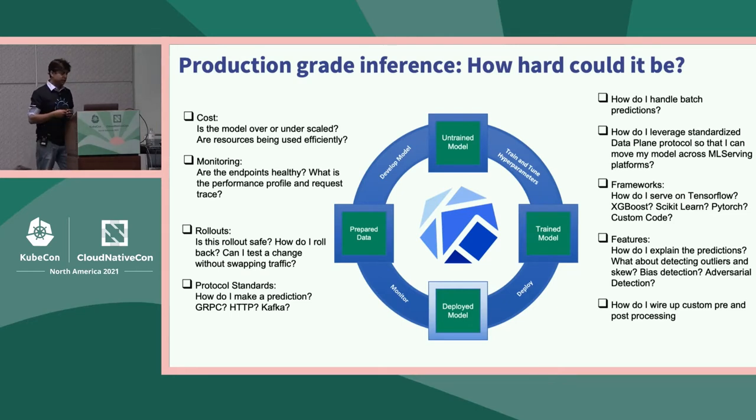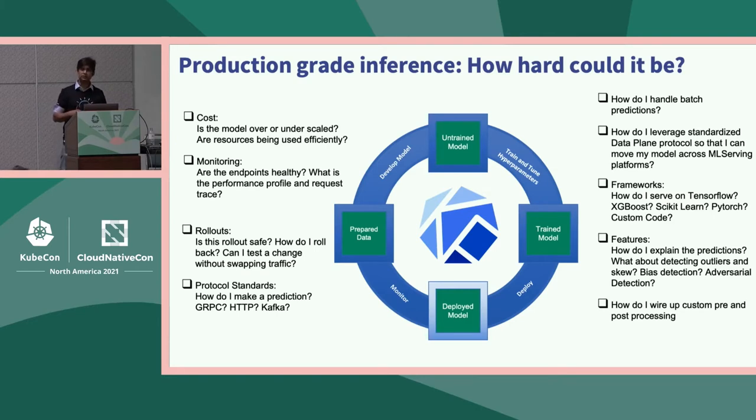And then when we look at some of the more machine learning specific capabilities which need to be there, like how do you do batch predictions? How do you have a standardized data plane protocol so that if you have written clients which are talking to these models, you don't have to rewrite them when you're moving your models from Azure to SageMaker to Watson? So you want to have that standardization in the industry around that. And obviously, you want to be able to serve multiple kinds of frameworks like TensorFlow, PyTorch, XGBoost.